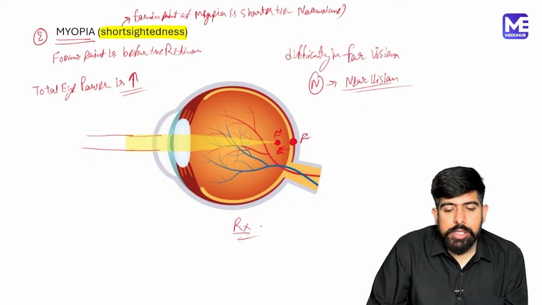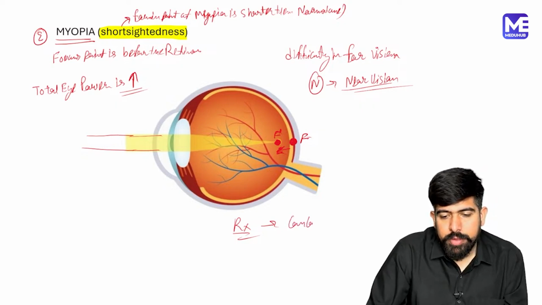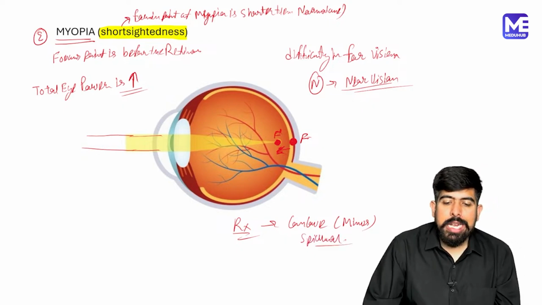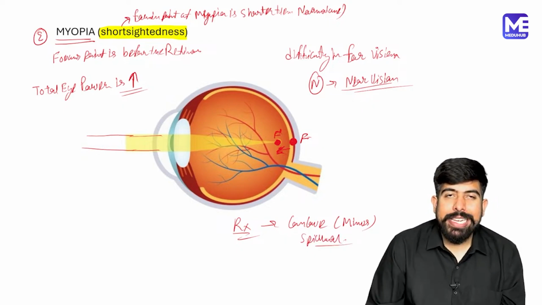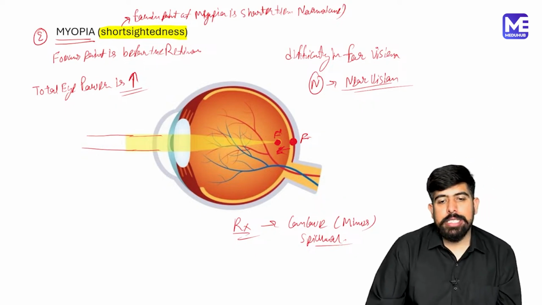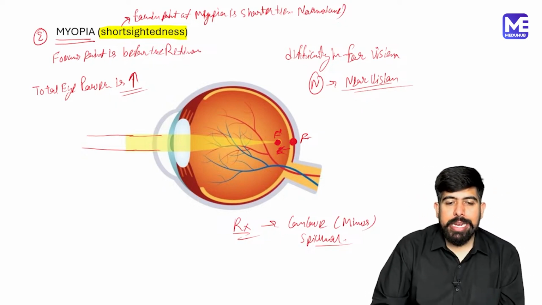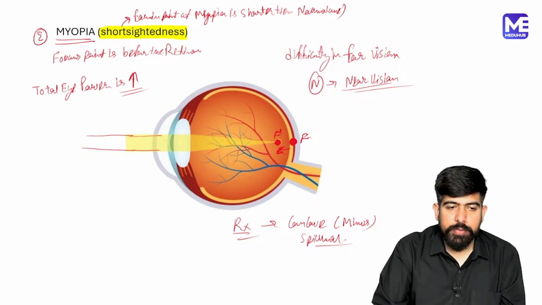But if I'm talking about the glasses, which glasses will we give? We'll give concave lenses, which are minus lenses in the spherical form. So we're going to prescribe concave minus spherical lenses for this patient, and the patient will be relieved by this.